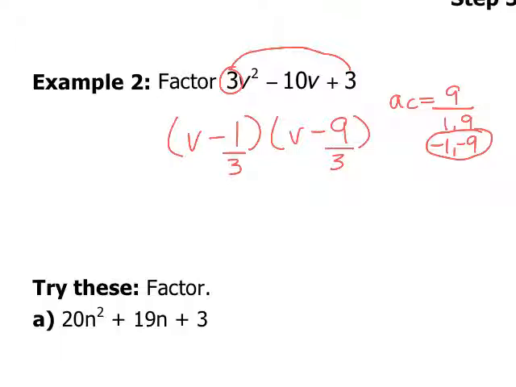So does 1 over 3 divide or reduce? It doesn't. So that 3 value slips out front. Does 9 over 3 reduce or divide? It does. 9 divided by 3 is just 3. So my first set of parentheses, the 3 slips out front, so 3v minus 1. My second set of parentheses divided out, so it's just v minus 3.